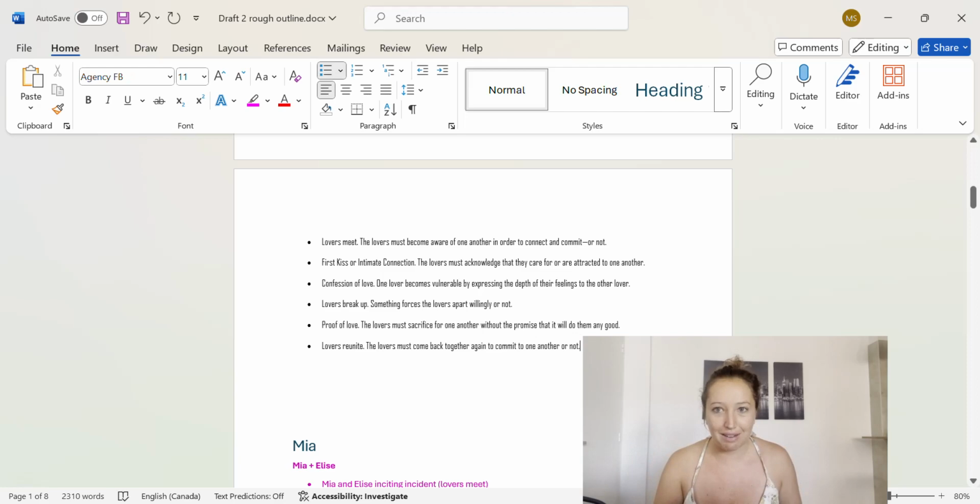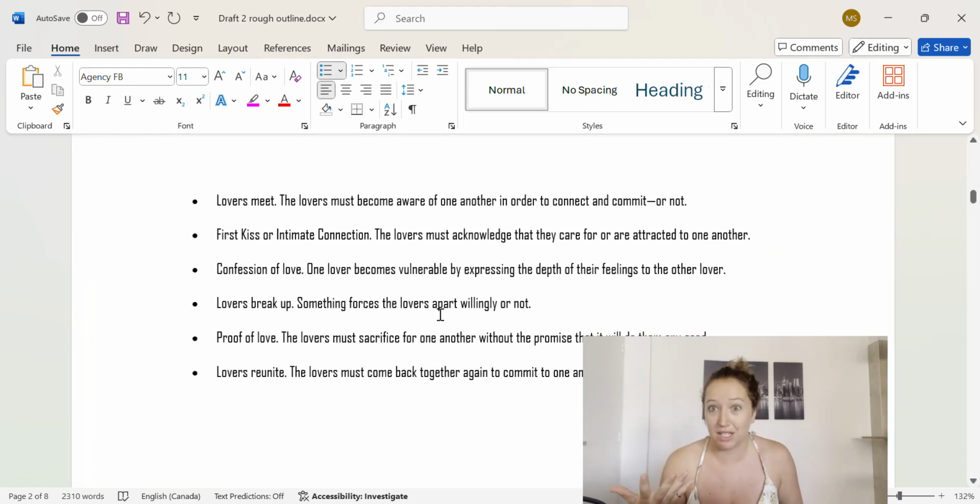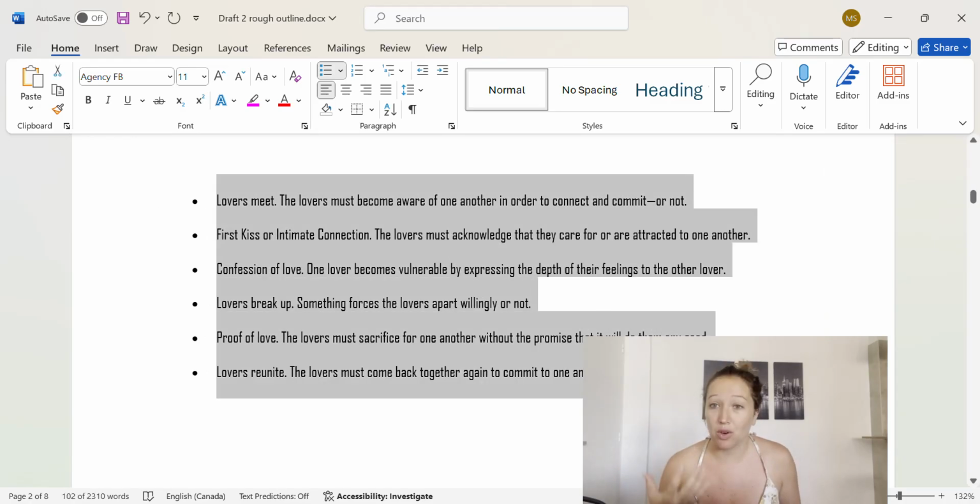I cheated a little bit here, kind of. I basically used Story Grid for the major points of a romance and of a performance genre. You can poke around though and find things that work for you. But here, the major points in a romance arc are: lovers meet, they have the first kiss, confessions of love, lovers break up, proof of love, where they sacrifice for one another, and then lovers reunite.